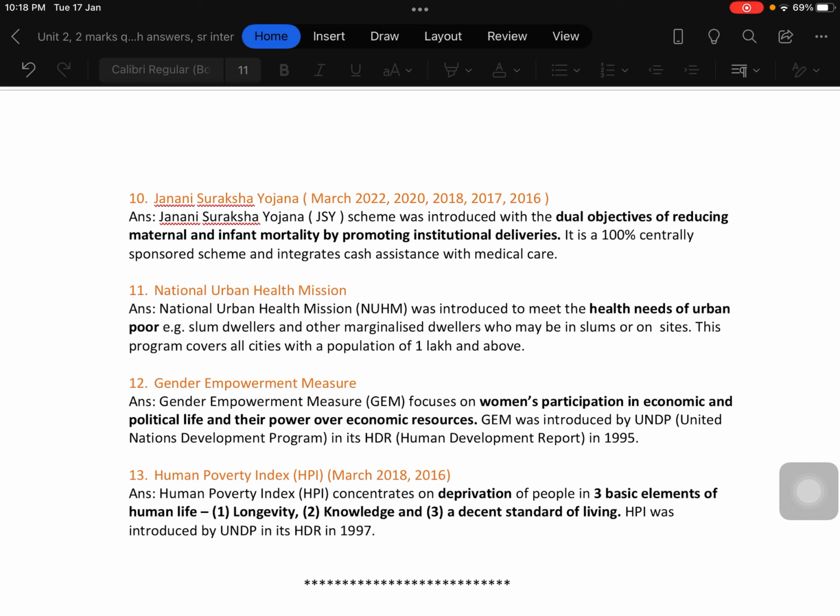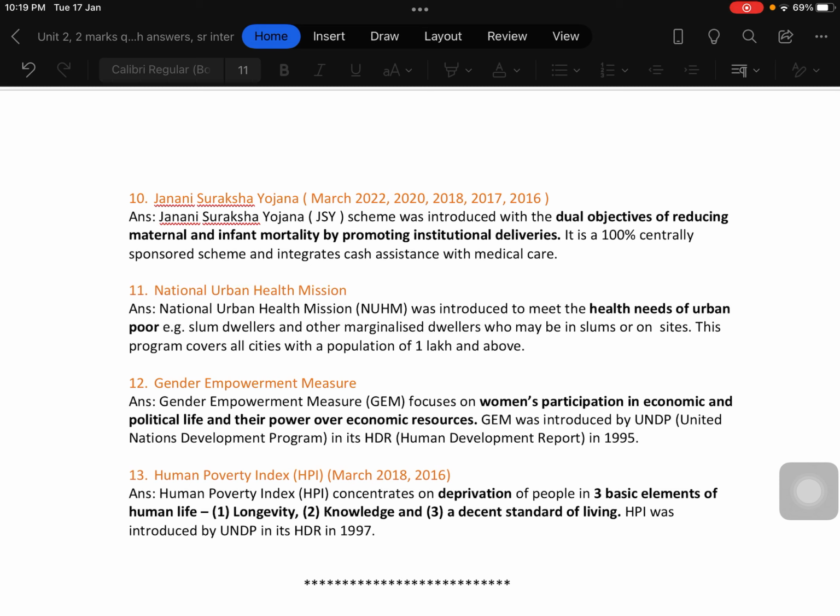Okay. The next one is the Human Poverty Index, HPI. This question has been asked in March 2018 and 2016. Human Poverty Index, HPI, concentrates on deprivation. Deprivation means some of the people are not having certain things. Now, what are these people not having in 3 basic elements of human life? Longevity, that is life expectancy, knowledge, that is education, and a decent standard of living. Their income is very low, they are not having a decent standard of living. So HPI was introduced by UNDP in its HDR, that is the Human Development Report, in 1997.